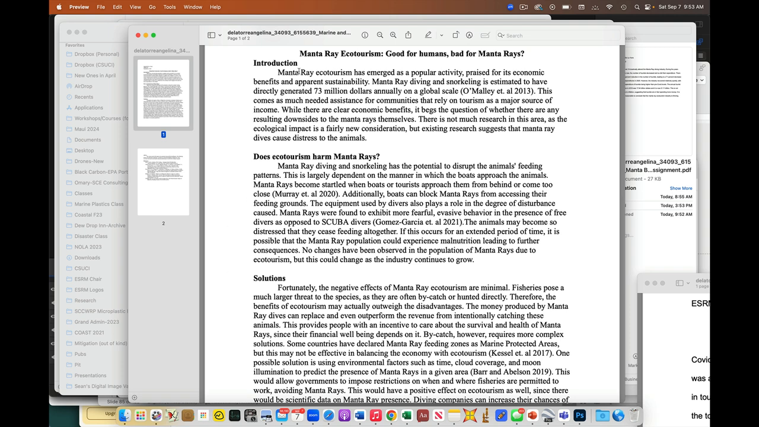Okay, looks like we start up here and we talk about, again, this O'Malley paper seems to be coming out a lot. A lot of you are citing that. And so, okay, the big picture of manta ray diving. Good. Okay, cool. So that's our introduction.